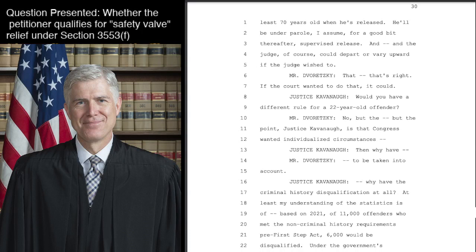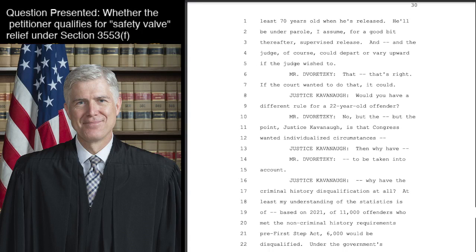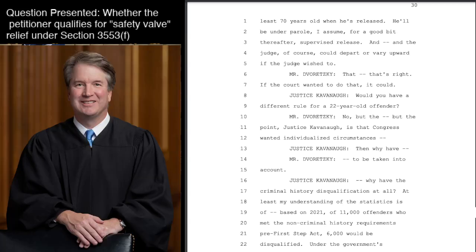He'll be under parole, I assume, for a good bit thereafter, supervised release. And the judge, of course, could depart or vary upward if the judge wished to. That's right. If the court wanted to do. Would you have a different rule for a 22-year-old offender? No, but the point, Justice Kavanaugh, is that Congress wanted individualized circumstances. Then why have the criminal history disqualification at all?